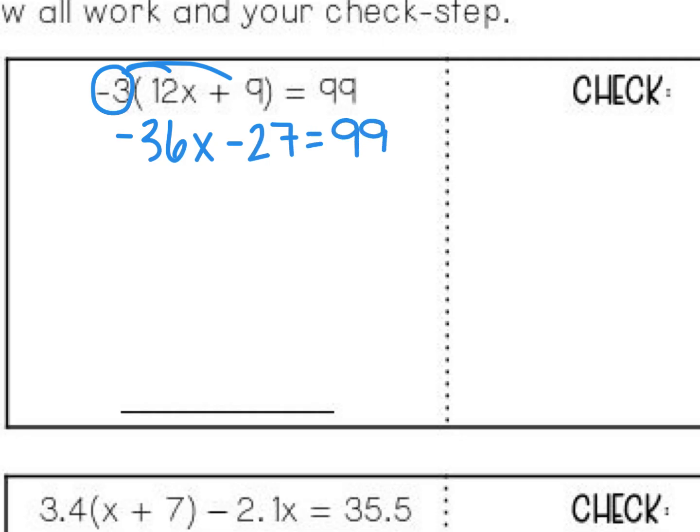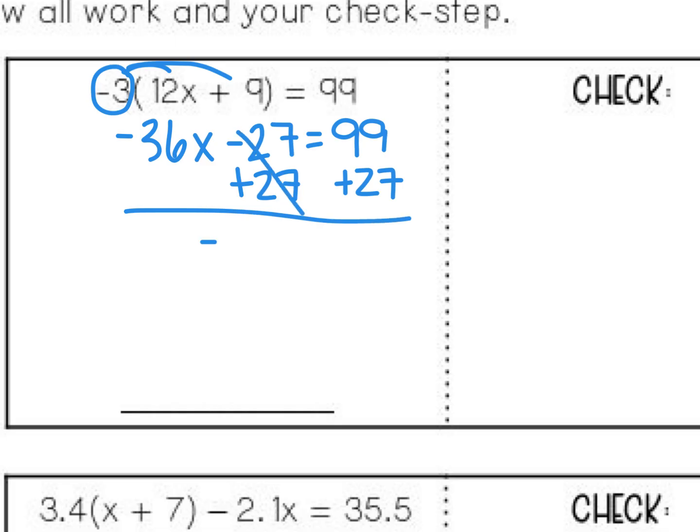So we have distributed. So now our parentheses is gone. Okay? Do we need to collect like terms on this one? No. So we can skip that step completely. We can jump straight to moving our constant. What is our constant? Negative 27. How do I move it? What's the opposite? Make it a positive or add it. All of those are the same word, right? All synonyms.